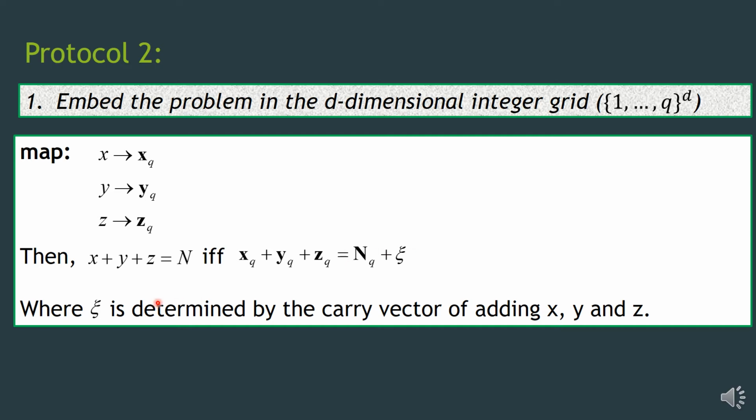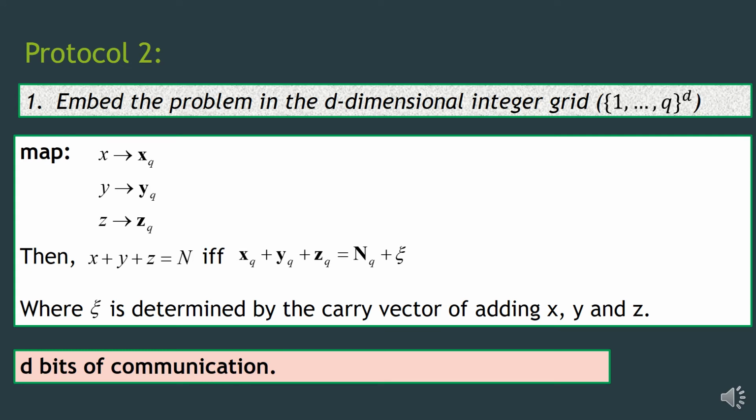So for the embedding to work, you need to compute this correction vector. And since this correction vector is determined solely by the carry vector of adding x, y, and z, and this carry vector is a 0, 1 vector of length d, then d bits of communication are enough. Maybe less are needed, but surely you can do this with d bits of communication. So after d bits of communication, we're in these settings. We need to determine whether three vectors sum to another vector, where xq is known by two of the players, yq and zq likewise, and n is known by all players, similar to the settings of the previous settings with the integers.